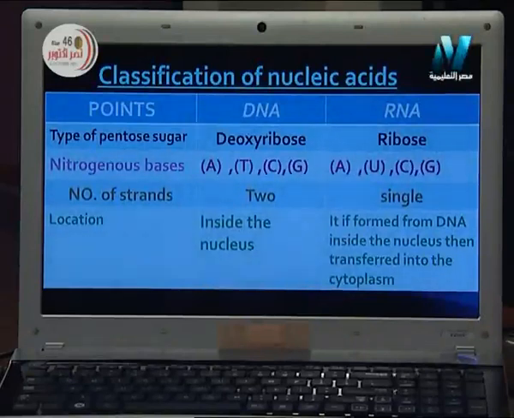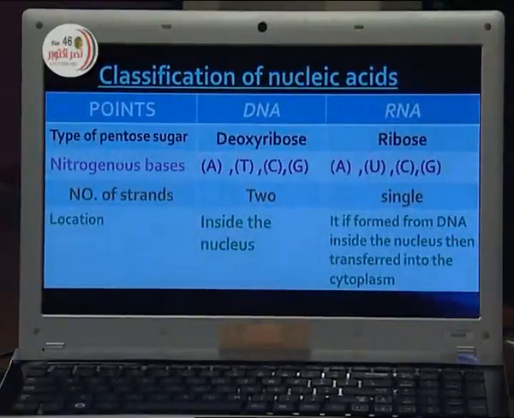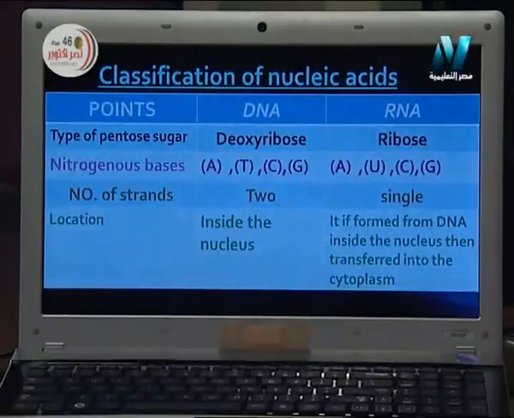So I have DNA and RNA, 2 types of nucleic acid. What is the difference between both of them? Type of pentose sugar. Both have pentose sugar. What is the difference? The DNA's pentose sugar is called deoxyribose. Deoxyribose means that the amount of oxygen here is decreased compared to ribose. So who has more oxygen? Ribose, compared to deoxyribose. So the sugar found in RNA is ribose sugar, whereas the sugar found in DNA is deoxyribose sugar.